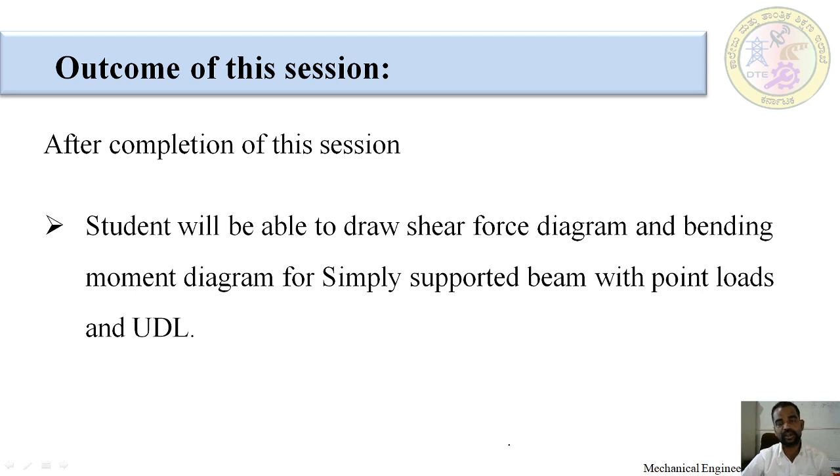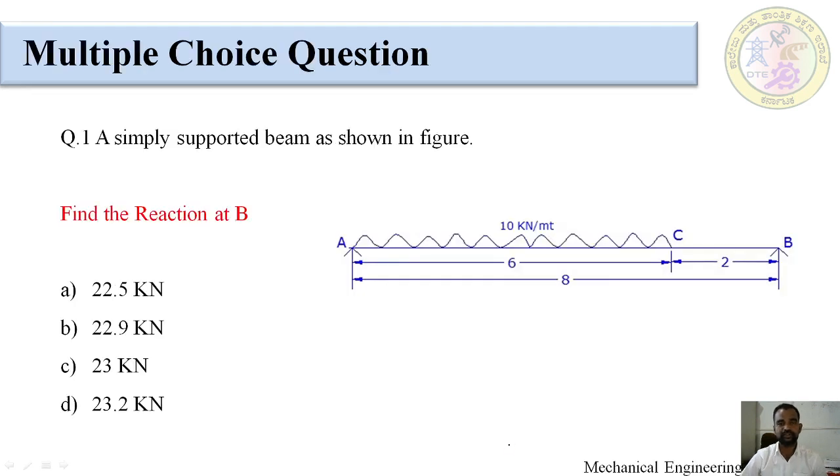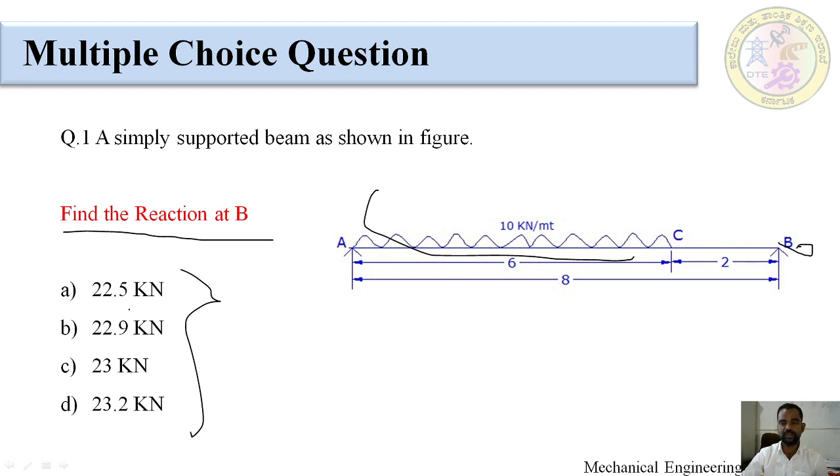Next slide, we are going to have multiple questions. Firstly, they have given one beam of 8 meter long. This distance is 2 meter and this UDL is 10 kilonewton at a distance of 6 meter. Firstly, we have to find out the reaction at B. How much reaction happened at B point? We are having 4 values. Carefully, you have to solve the problem and answer the questions. Among them, one is the correct answer.